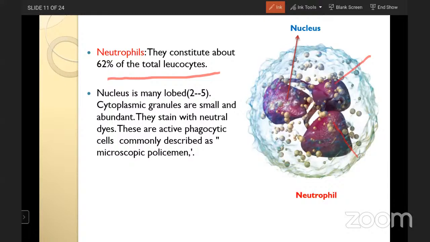These are active phagocytic cells, commonly described as the microscopic policemen of the body. Phagocytic means they engulf foreign particles, and that is the reason they give protection to our body, just like a defense mechanism. And we describe them as the microscopic policemen.